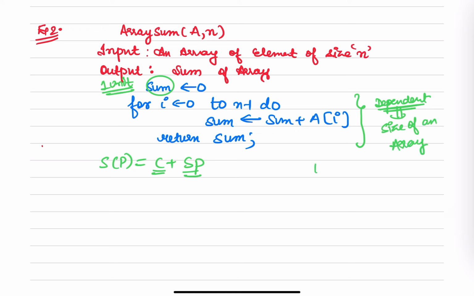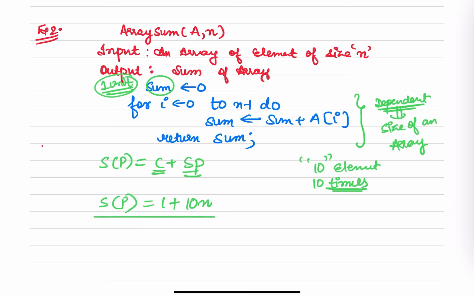For example, if it has 10 elements in an array, it will keep on going 10 times, right? So what I can write as S of P, this is the constant, nothing else is constant, is 1 plus 10n. If it has 10 elements, it depends, right? So your S of P becomes this. You remember that whenever S of P is linear, it means nothing but big O of n. So the space complexity of this algorithm is big O of n.